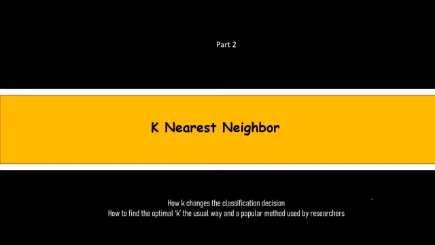Hello everyone, welcome back to Bytes of CAC, and we are on part 2 of the K nearest neighbor algorithm. In this part we are going to discuss how K changes the classification decision and how to find the optimal K the usual way, and one of the very popular methods used by researchers nowadays.